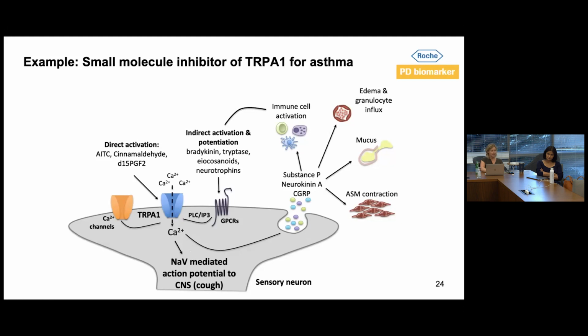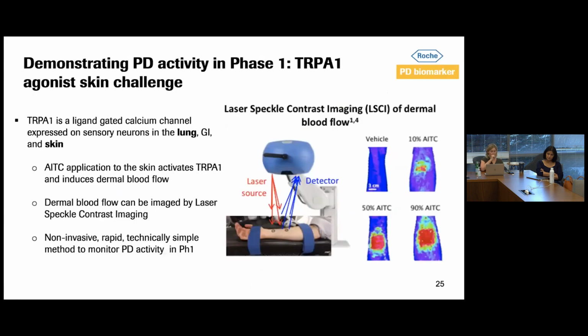So you're a scientist, you get this project, and the team wants to know, how do we dose this? How much do we need to block this channel, and how can we measure this? This was not an easy question, but what the team took advantage of is that sensory nerves are everywhere, and they're also in the skin, which is a very accessible tissue.